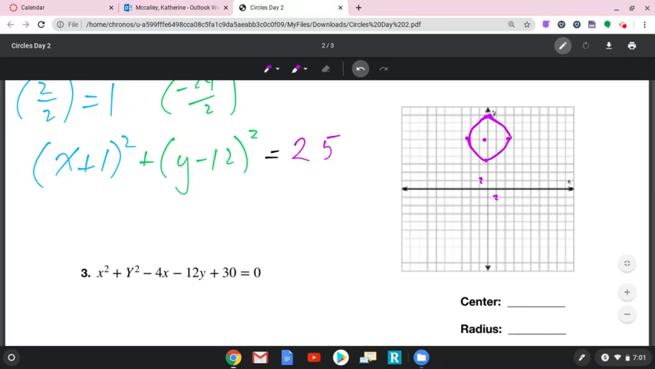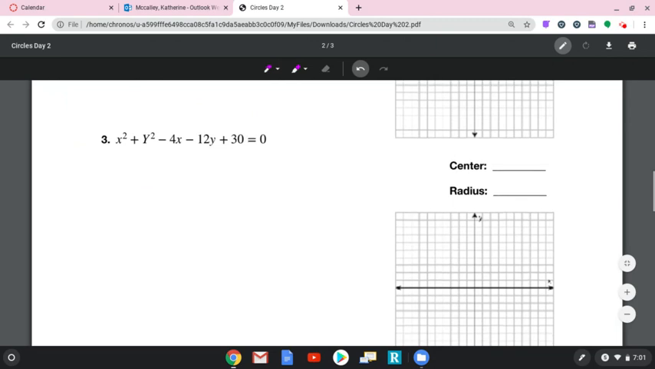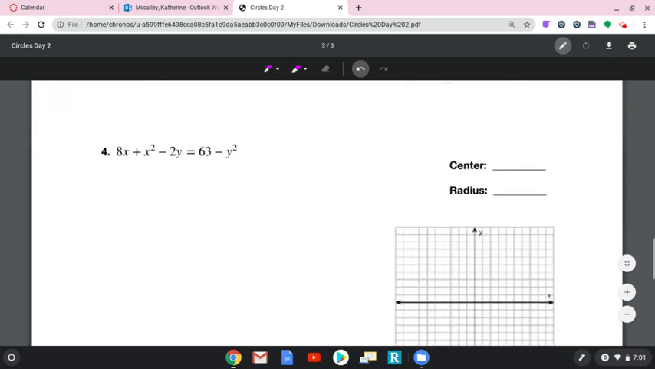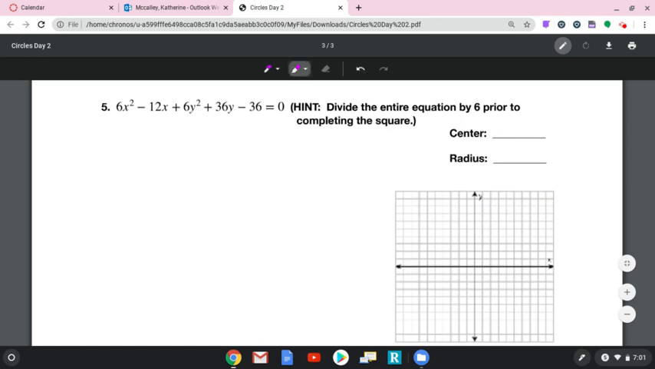All right, guys. So that's the only thing we're adding today, that perfect square trinomial factor. So what you're going to do now is you're going to complete 3, 4, and 5 for your assignment today. There is a hint in 5. Make sure you pay attention to it. Divide the entire equation by 6 prior to completing the square.